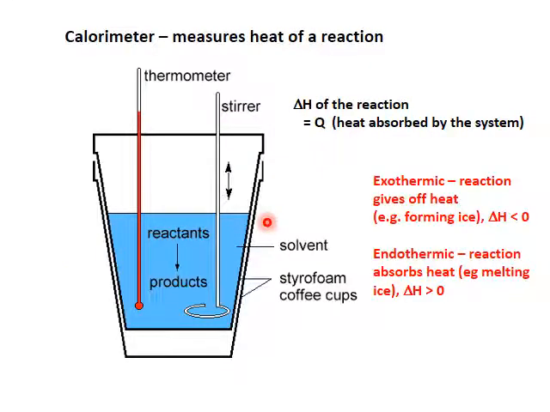We can measure the heat of a reaction experimentally in a calorimeter. A calorimeter, you can make your own device, is a simple styrofoam coffee cup. You have your reactants forming products in solution. There's a stir to agitate the system, and you have a thermometer, and you can measure that.